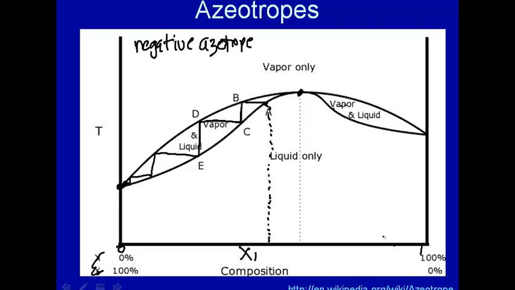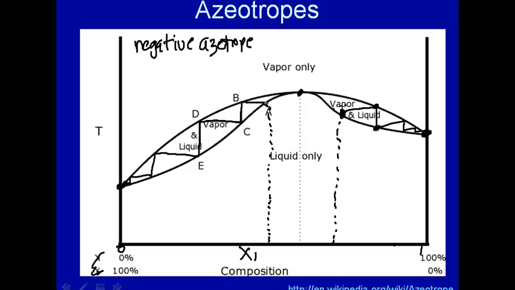Let's see what happens if we start over on this side. So let's say we start at this particular composition. There it is. We're going to boil it. So there's the vapor. We're going to collect that vapor, condense it to a liquid, boil, condense, and so on. So we'll end up over here, where now we have pure component 1, 100% component 1, and no component 2.